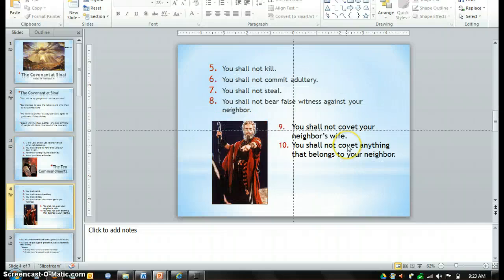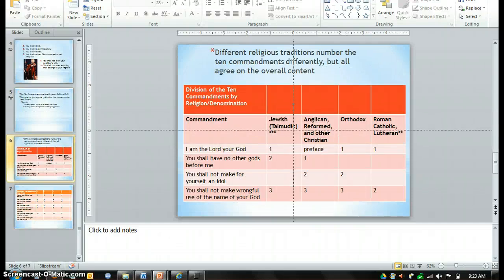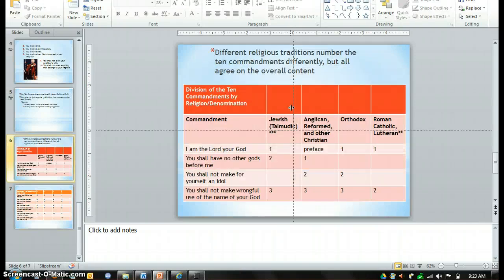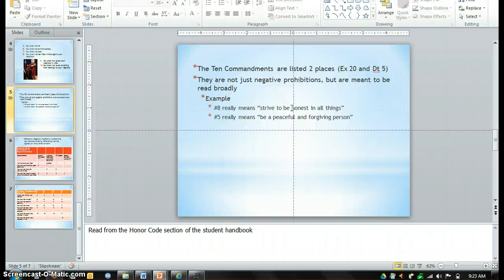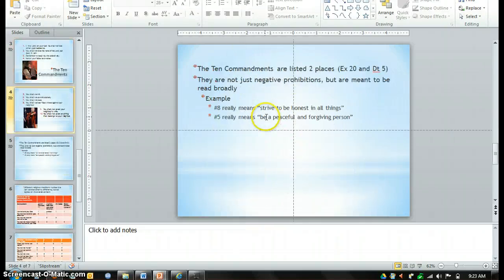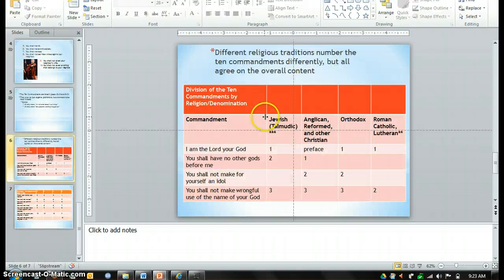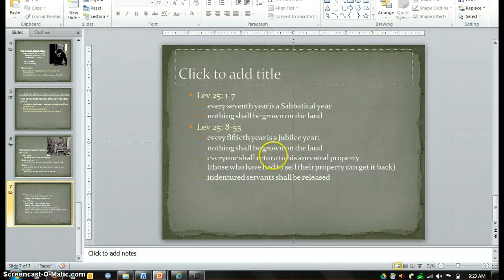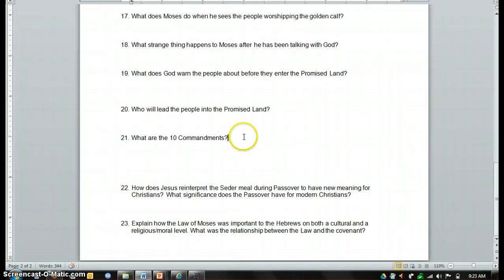The 10 Commandments. There they are, and this is how Catholics number them, but they get numbered different ways, as you can see here. I don't really care how you number them, as long as you have all 10. If you don't have a way that you normally number them, I would go with the Catholic version. But if you're used to numbering them a different way, that's fine too. You will have to know those for the test in order as much as possible, but do your best.